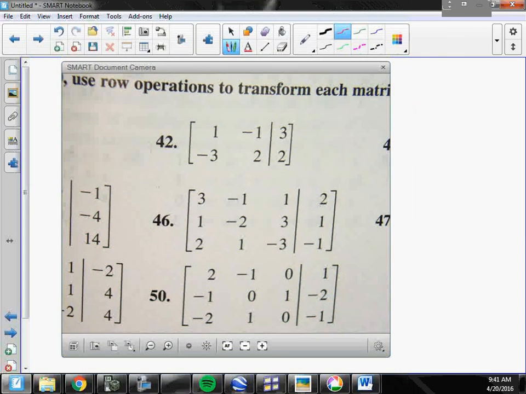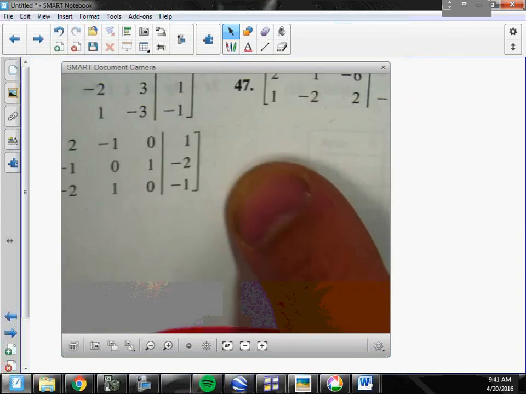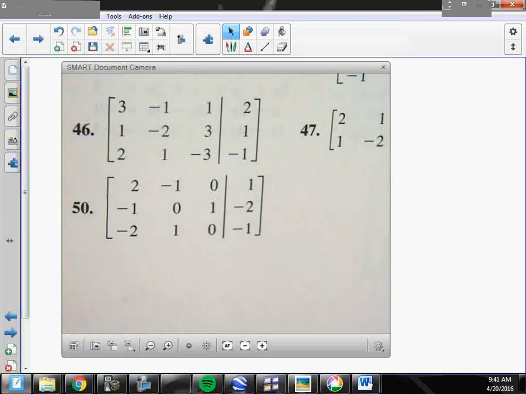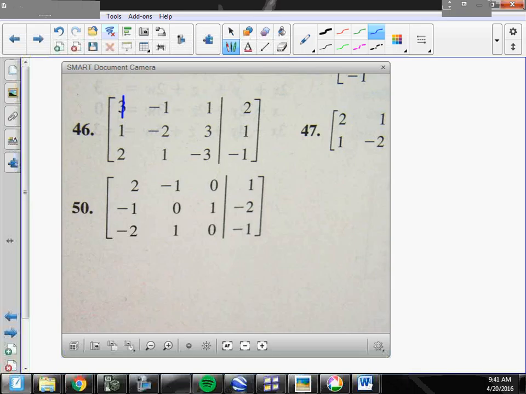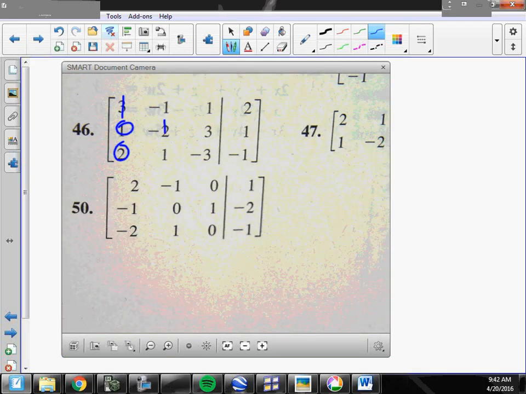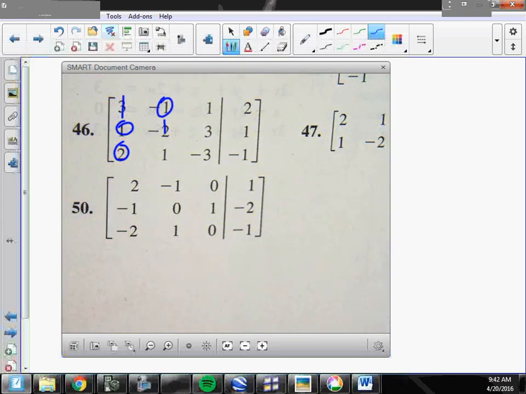So take a look at 46. The 3 by 3s take a little bit more work. But the basic idea is get a 1 here. Once you have a 1 there, use it to put zeros there and there. Then your next step is to put a 1 there. Use that to get zeros here and here. Then your next step would be put a 1 there and use that to put zeros here and here. So you work down the diagonal, and every time you get a 1 in the right spot, you use it to clear out the spots underneath it or above it. That's the idea. Okay? All right.